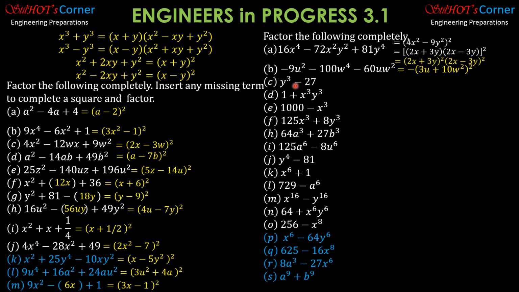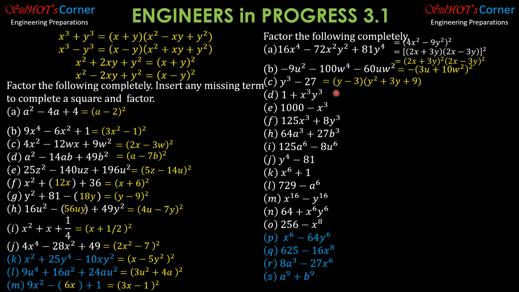This is a difference of two cubes, y³ − 3³. So one factor would be (y − 3), and the other factor would be the square of y, y², then the product 3y, then plus the square of 3, 9. That's the factored form.